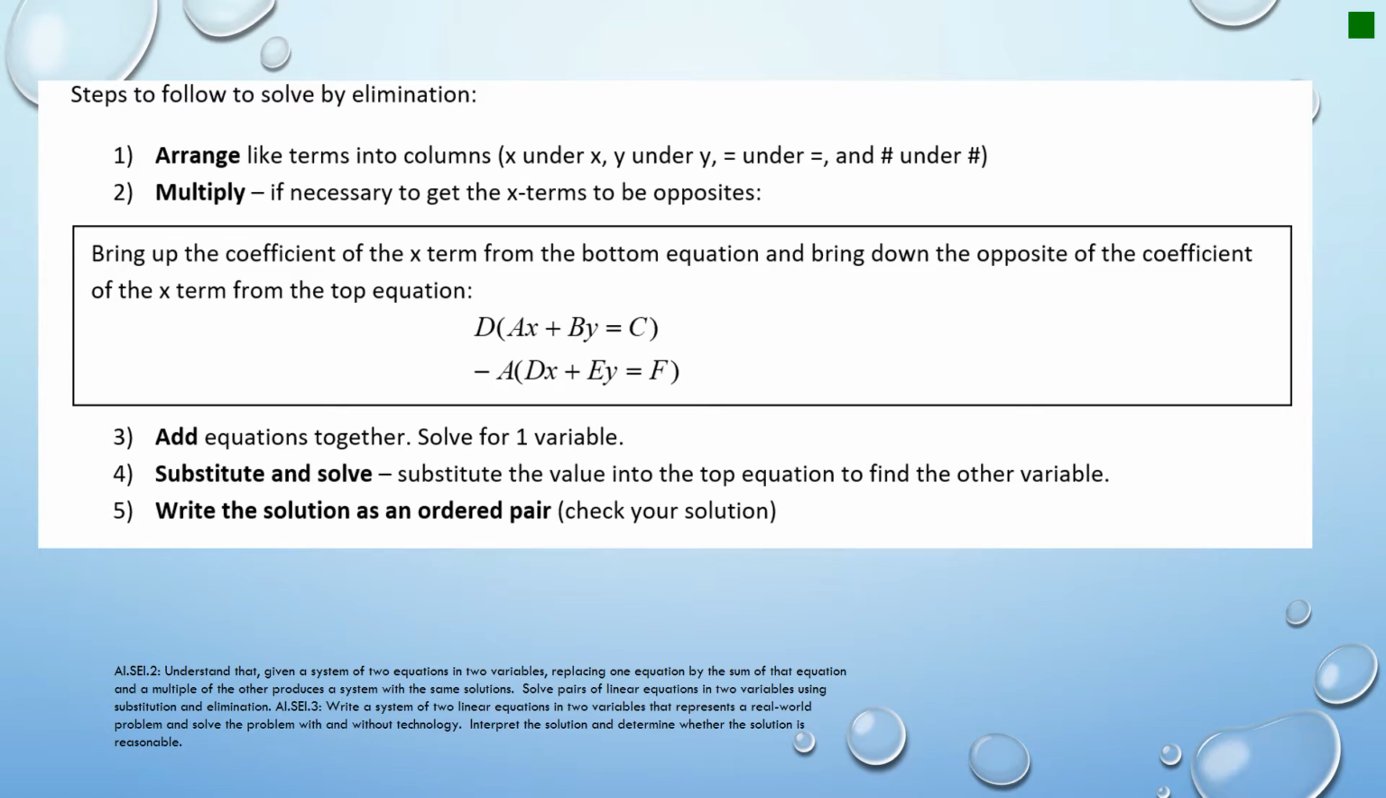So what we're going to do, we're going to take the coefficient of this bottom x and bring that number straight up. We're going to take the coefficient of this top x and bring down the opposite. So we bring the number up and bring down the opposite, because the second letter in "down" is O, so it stands for opposite. Then everything's going to be opposite and works out the same way. Let's look at what I mean.